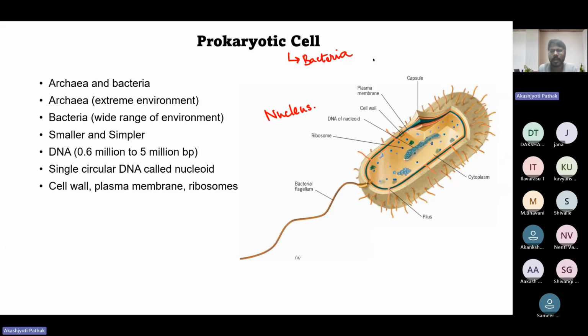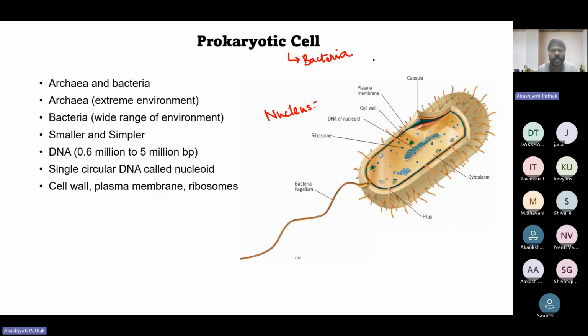it must be surrounded by a double-layered nuclear membrane, and it has a nuclear envelope. All these structures are lacking in bacterial cells. So the structure is called nucleoid. So nucleoid means nucleus-like. So it is not exactly the nucleus, and so these are the different structures which are present in a bacterial cell.